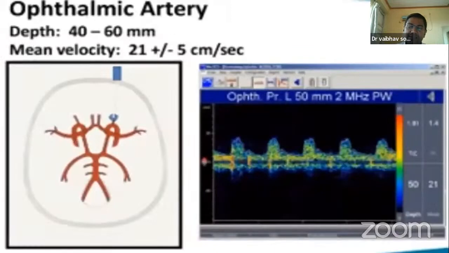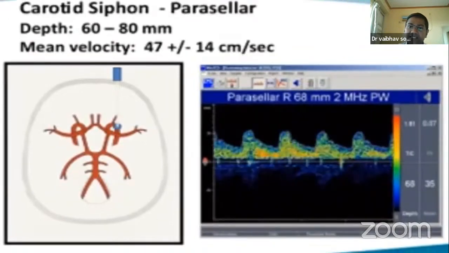For the ophthalmic artery, here is the pictorial and graphical representation of how we will see the waveform of the ophthalmic artery while insonating via the transorbital window at a depth of 40 to 60 mm, which normally shows a mean flow velocity of 21 plus or minus 5 centimeters per second. This shows the carotid siphon, which is at the parasellar region at a depth of 60 to 80 mm, which has a normal mean flow velocity of 47 plus or minus 14 centimeters per second, with the pictorial as well as graphical representation.